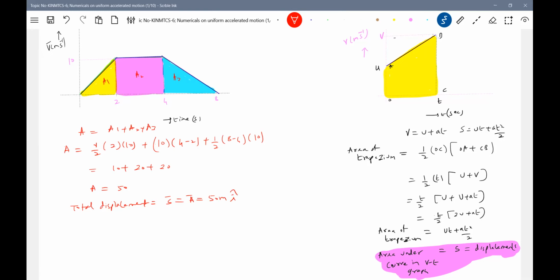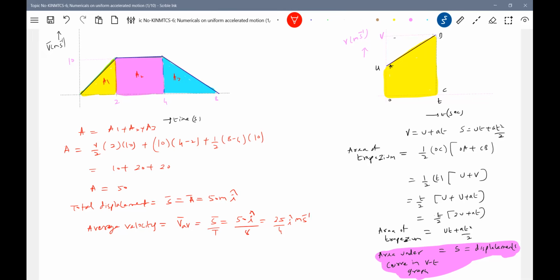If you know total displacement, can you calculate average velocity? What is average velocity? It should be equal to S bar by T. What is S bar? 50 i cap. What is the time interval? 8. The body is in motion for 8 seconds. So 25 by 4 i cap meter per second.